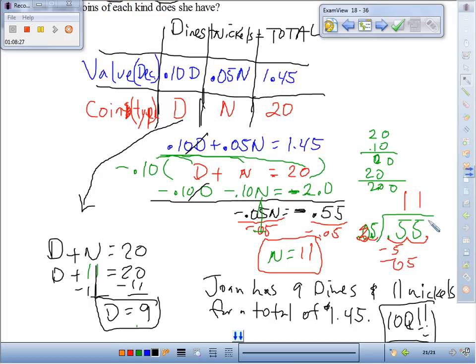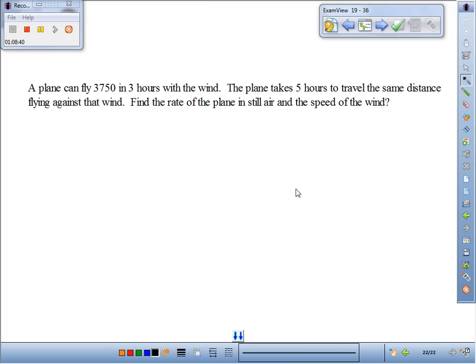Number 19, here we go. It says, a plane can fly 3,750 miles in 3 hours with the wind. The plane takes 5 hours to travel the same distance flying against the wind. Find the rate of the plane in still air and the speed of the wind.